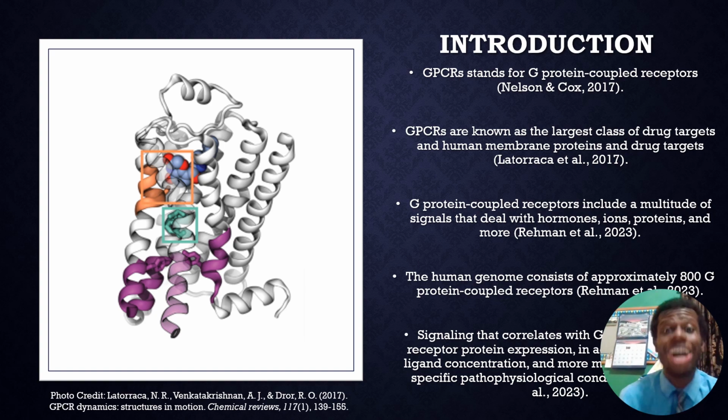All right, everyone. To emphasize and reiterate, GPCRs are referred to as G protein coupled receptors, and we're going to dive into a bit more detail about what those receptors entail. GPCRs are the largest family of human membrane proteins, and they have as many as 800 members.